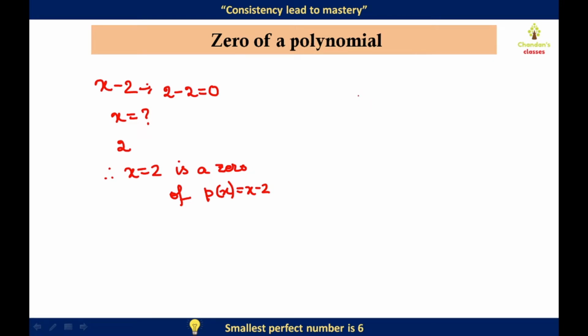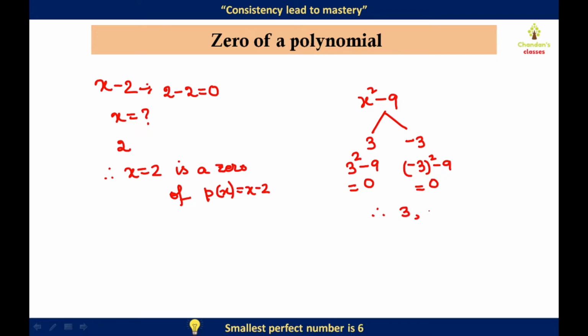Let's take another example. Suppose we have a polynomial x square minus 9. This is a quadratic polynomial, isn't it? So now this has two zeros. One is 3, because if I put x equal to 3, 3 square minus 9 is of course 0. The other 0 is minus 3, because if I put minus 3, it will be minus 3 whole square minus 9, which is again 0. So the polynomial x square minus 9 has two zeros. One is plus 3, other is minus 3. In short, we can write them as plus minus 3.